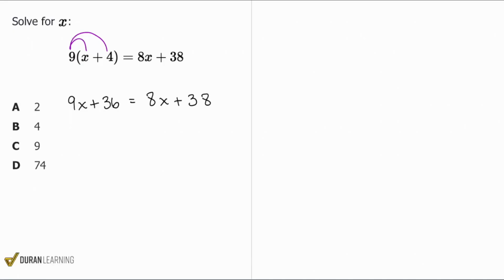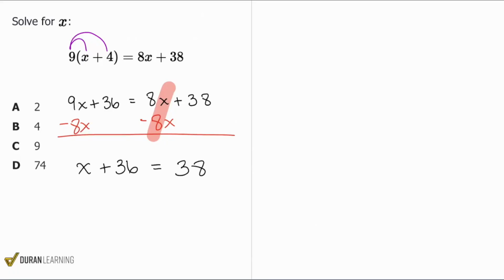Here, what I'll do, pay attention, I'll subtract. I'm going to move the entire term here. I'm going to move the entire 8x by subtracting the entirety of 8x on both sides, and look at what happens. We're going to cancel on the left, and that's going to give us 9 minus 8, which is 1. You can write 1x or just x. That's going to be x plus 36 equals 38. Again, you can write 1x or just leave it as x. Either way is fine.